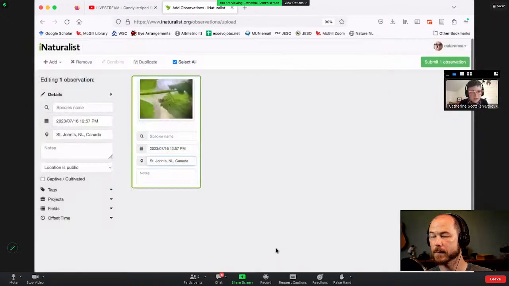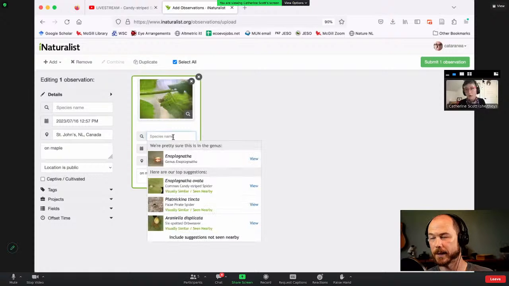And I'm going to update the observation. I can add notes, so I can say it was on a maple. And then species name. This is the most important part. You don't want to leave this blank. You do want to guess at least and be as precise as you can.